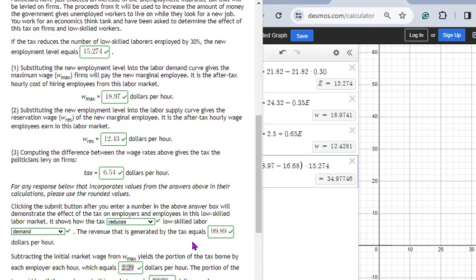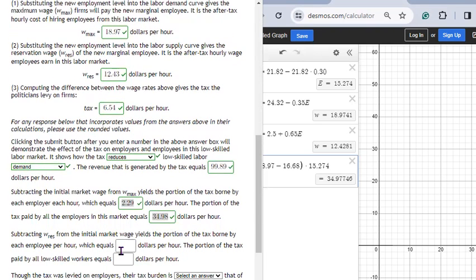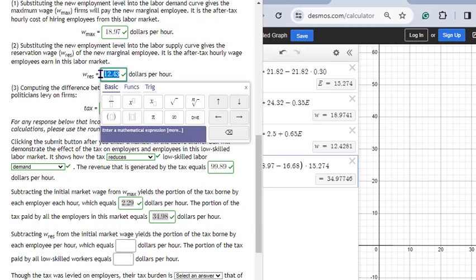Now what do we want to do? Now we want to calculate the amount of the tax that firms have to pay that is transferred to the employees via a lower wage rate, right? In order to calculate that, we need to subtract this reservation wage of that new marginal employee. The new marginal employee is the last worker hired after the tax is imposed. So that reservation wage is 12.43, and we want to subtract that from the initial market wage, right?